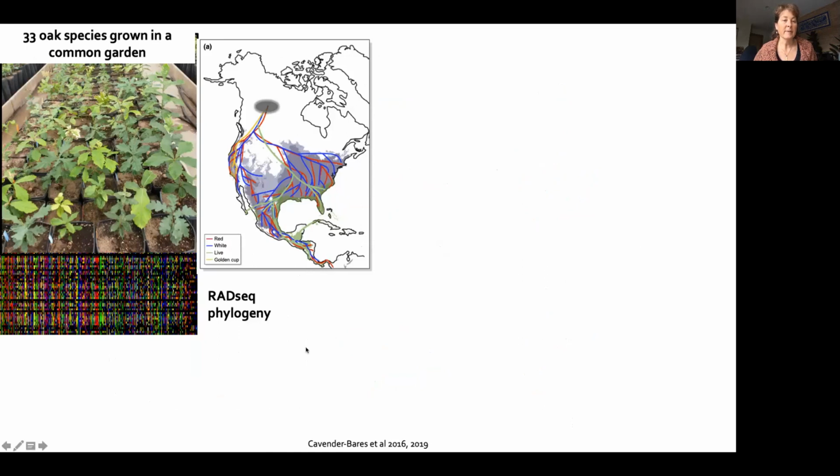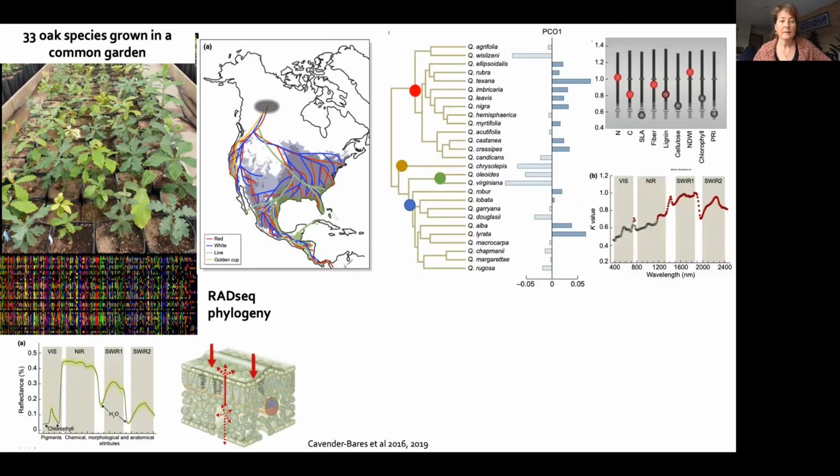So we also measured spectra on oak species in a common garden, and this is part of a longer term study looking at the phylogenetics of the oaks in the Americas and globally, and that work's been led by Andrew Hipp and has been very exciting to be involved with.